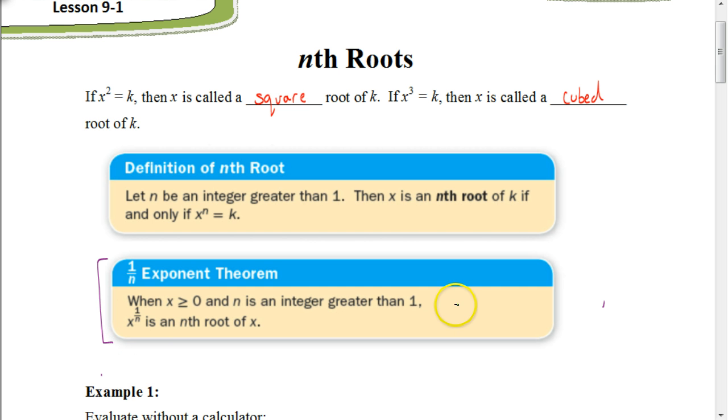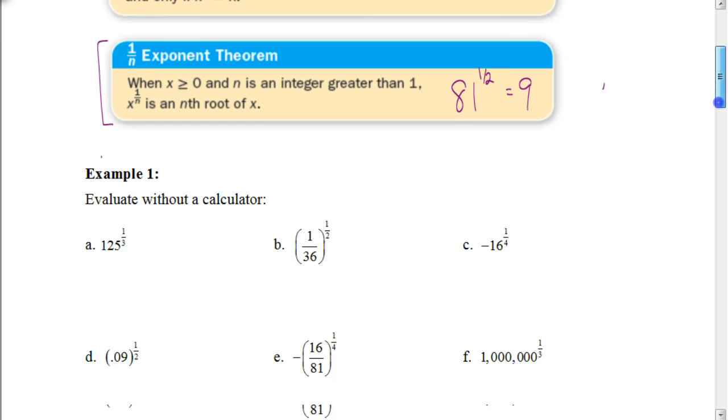So for example, let's keep this simple. Let's say I have 81 to the 1/2 power. This does not mean we take half of 81. This means that we're looking at the nth root, in this case the second root of 81, or the square root of 81, which would be 9. Let's look at some other examples.